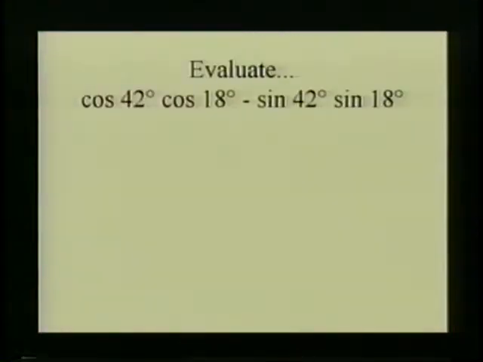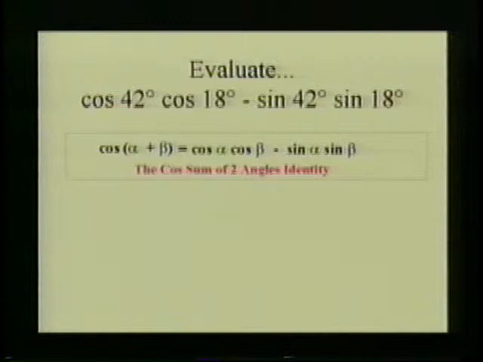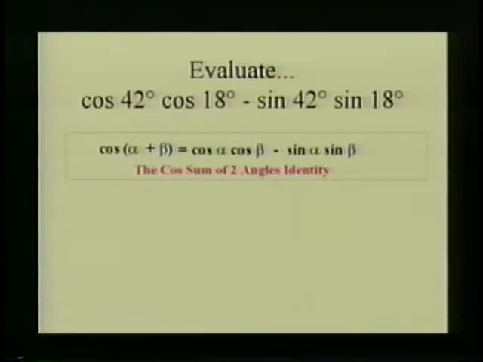One of the homework problems asks you to evaluate this nightmare, the cosine of 42 degrees, cosine of 18 minus sine of 42 times sine of 18. Well, the idea is you're supposed to look and see which of the things that we learned last time it looks like. Looking at this, I see a cosine and a cosine minus a sine and a sine. And it looks like the identity for the cosine of the sum of 2 angles. So that's the one I'll use here.